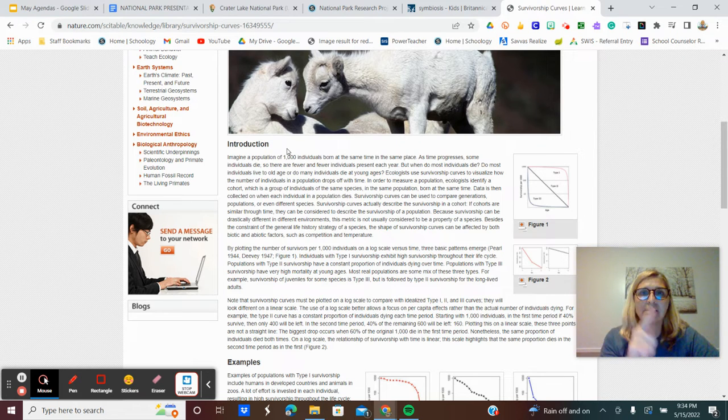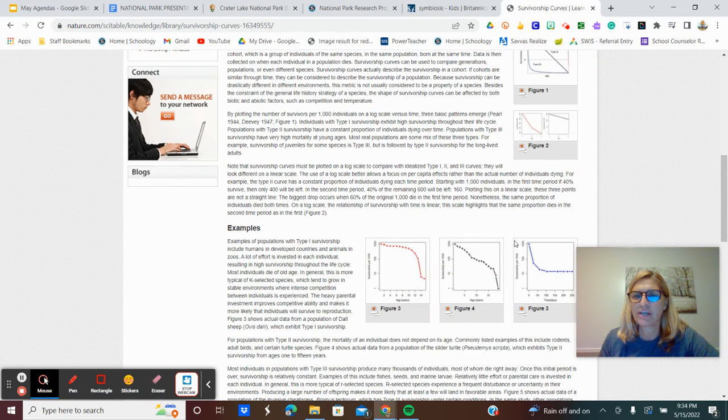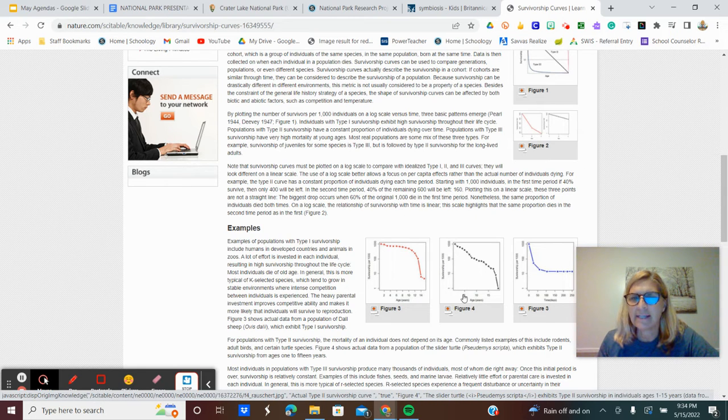So you as the zoologist are going to use what's called a survivorship curve to visualize the number of individuals in the population as it drops off over time. So you would be looking at that survivorship. So you can see here's an example right here that, I wonder if I can make this bigger. It doesn't look like I can.